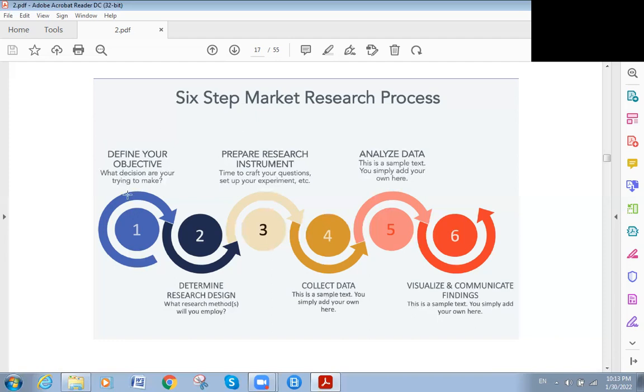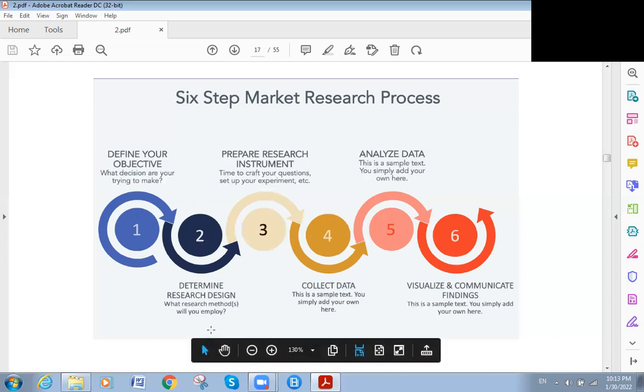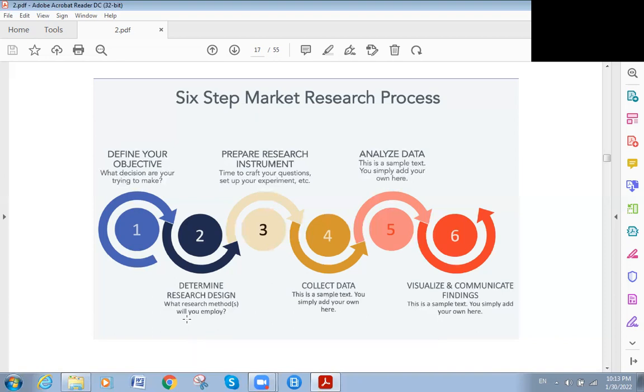The second step is to determine the research design. What research methods will you employ? Are you going to do secondary research, which depends on bibliographies, indexes, books, and periodicals which you had previously? Or are you going to do primary research, which depends on questionnaires or surveys for those products which you don't have any idea about before, or you don't have historical data, so you go for primary research or primary data.